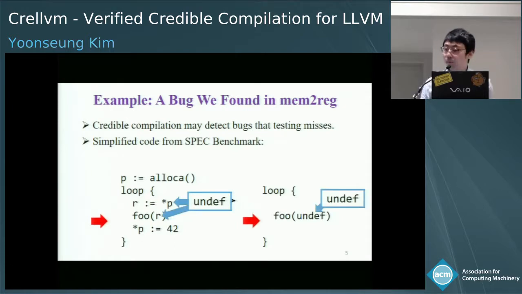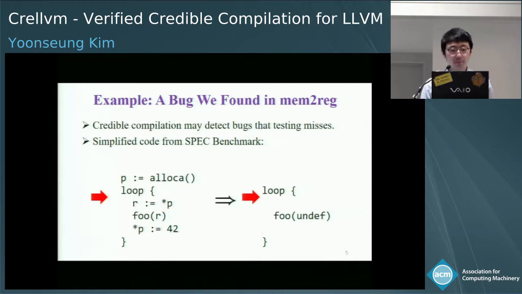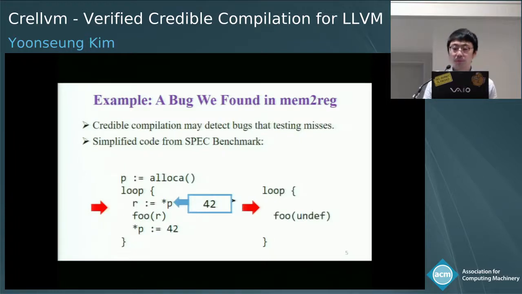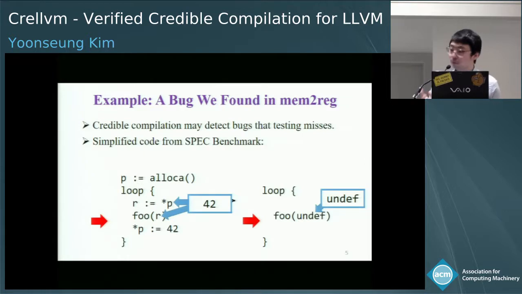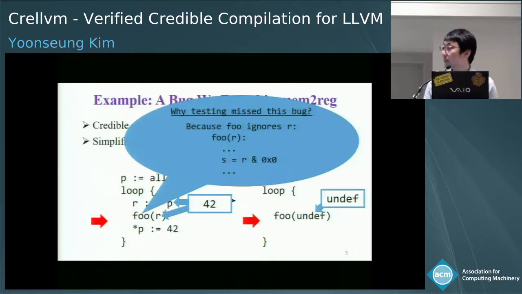Next, both sides call foo with the same value undef. So far so good. Then, in the source, we store 42 to P and read it again. This time, we read 42. Therefore, the source and the target call foo with different values, namely 42 and undef, which potentially makes the target have more behaviors. This is definitely a bug caused by overlooking the second iteration, which was confirmed and fixed immediately after we reported it. Now, let's see why testing missed this bug.